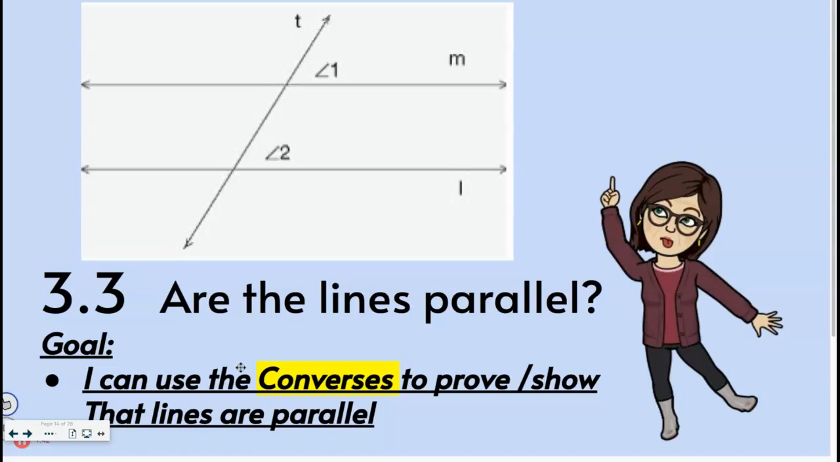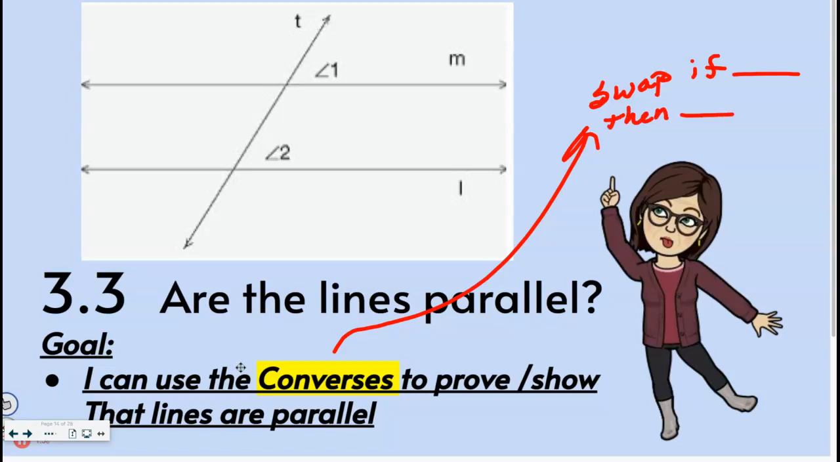So I'm going to hop up here, and by that converse, I want you to write right above it on that page in your notes. We are going to be swapping our if from yesterday with our then. And yesterday, our if was always the lines are parallel. I'm just going to write P parallel to Q. And we are going to be switching those. So we're going to be concluding lines are parallel. Just so you know, all day today, we are concluding lines are parallel.